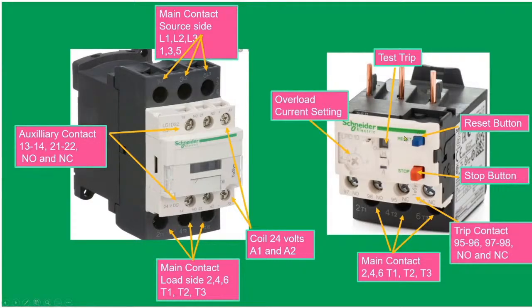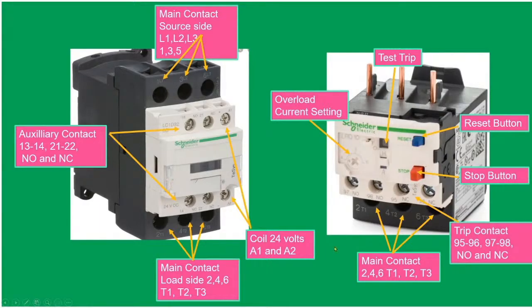The next one is the overload relay. Here we have the overload current setting. If we want to increase the current, we can adjust this one using a screwdriver. Test trip: if we want to test whether the overload is working or not, we just push this one. This one is the reset button. If our overload is tripped, we reset this one after a few minutes. If we want to stop the motor, we can also press this red button, and the motor will stop.